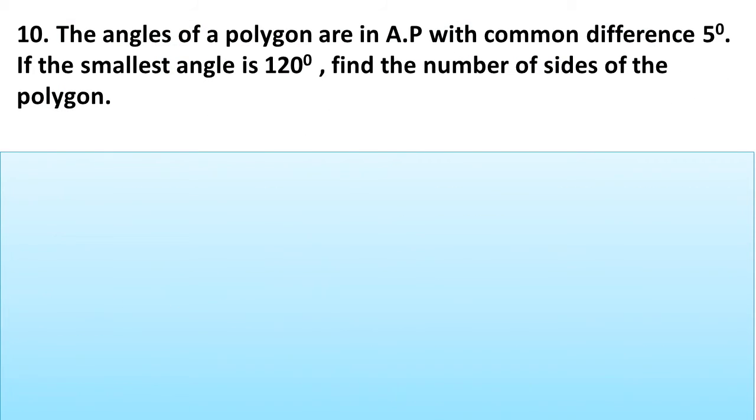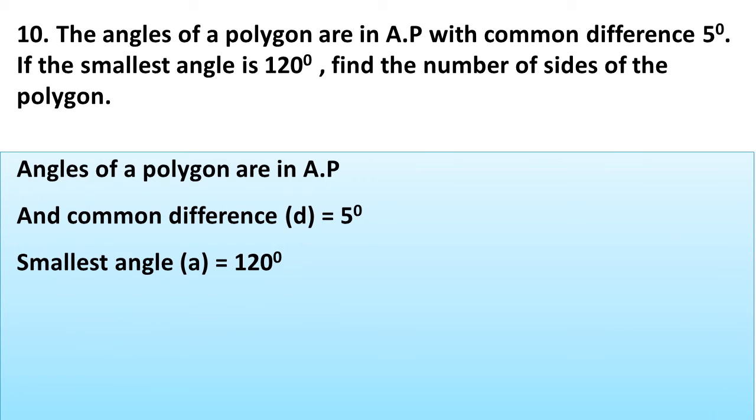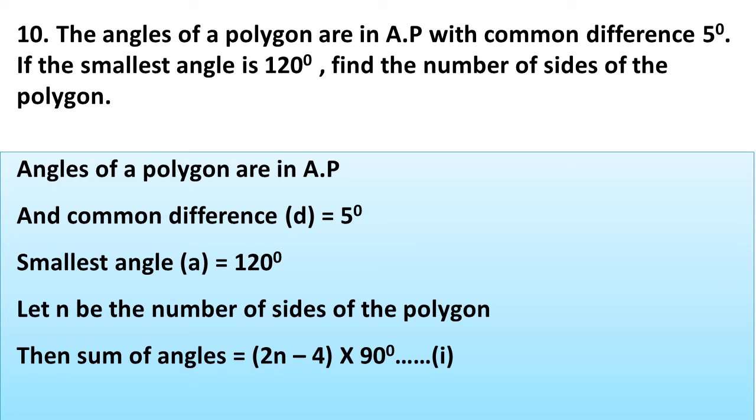Question number 10. The angles of a polygon are in AP with common difference 5 degree. If the smallest angle is 120 degree, find the number of sides of the polygon. As it is said that the angles of a polygon are in AP, consider the common difference d as 5 degree and the smallest angle a as 120 degree. Let the number of sides of the polygon be considered as n.